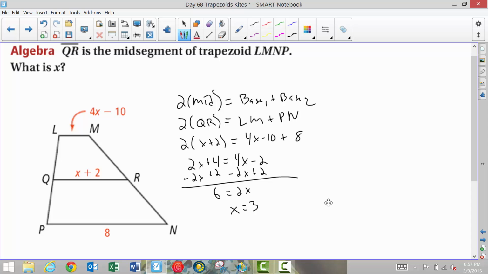So we have solved for the value of x. Now if I wanted the actual lengths, I can plug in 3 plus 2 and get 5. And I can plug in 3 up here and get 12 minus 10, which is 2. And it makes sense because 2 plus 8 is 10, half of 10 is 5, and that's the length of the mid-segment. So it's true.